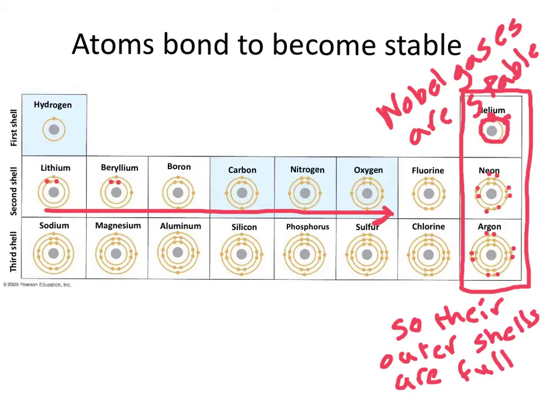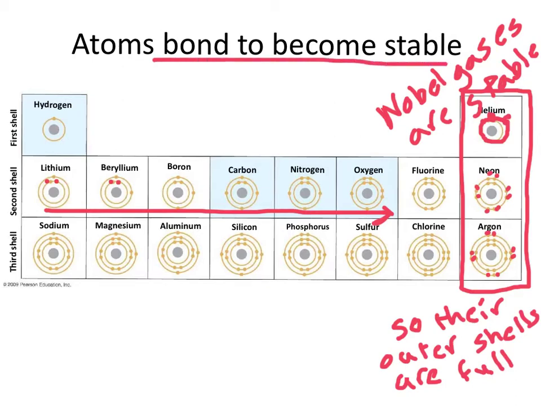So the first shell can fit up to 2 electrons, the second shell up to 8, the third also up to 8. And until atoms have that full set of electrons, they're not stable. They're like the glass of water sitting on the edge of the table. Well, how do the atoms become more stable? They do so by bonding with each other.